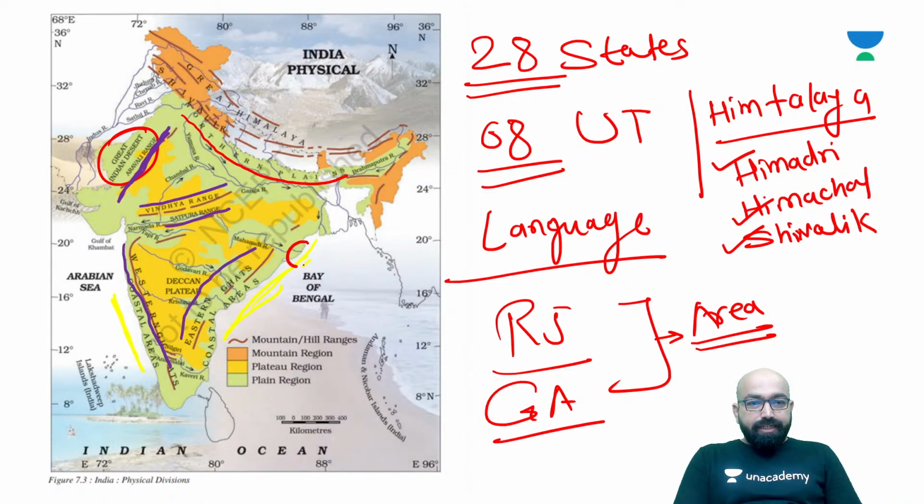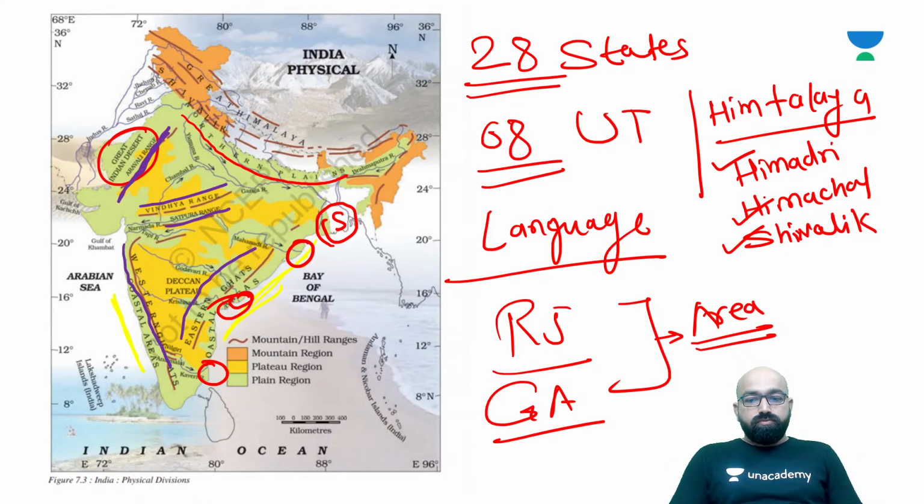So this is the delta of Mahanadi, then Godavari, Kaveri, Godavari and Krishna, Kaveri. So friends, the Sundarban Delta is formed where the Ganga and Brahmaputra flow into the Bay of Bengal. Yes, this is the region, Sundarban Delta.